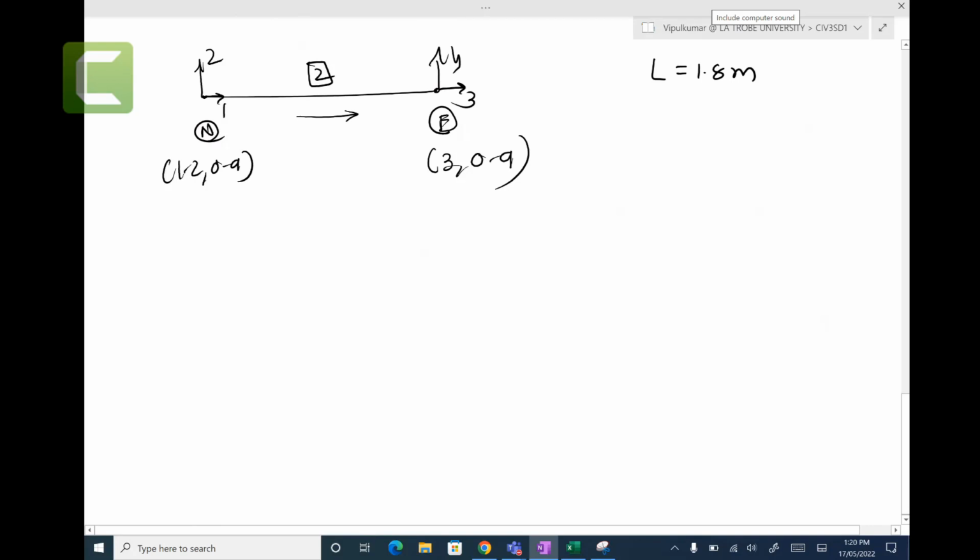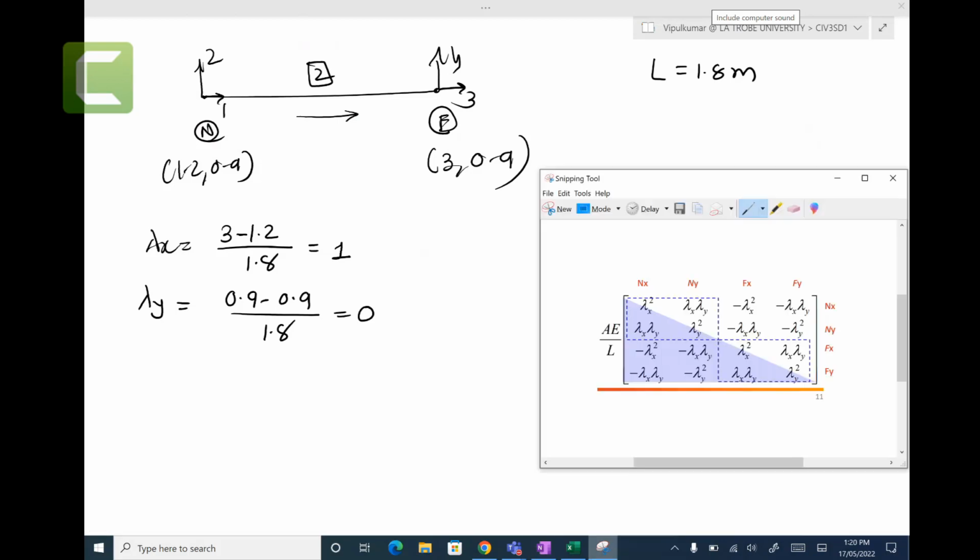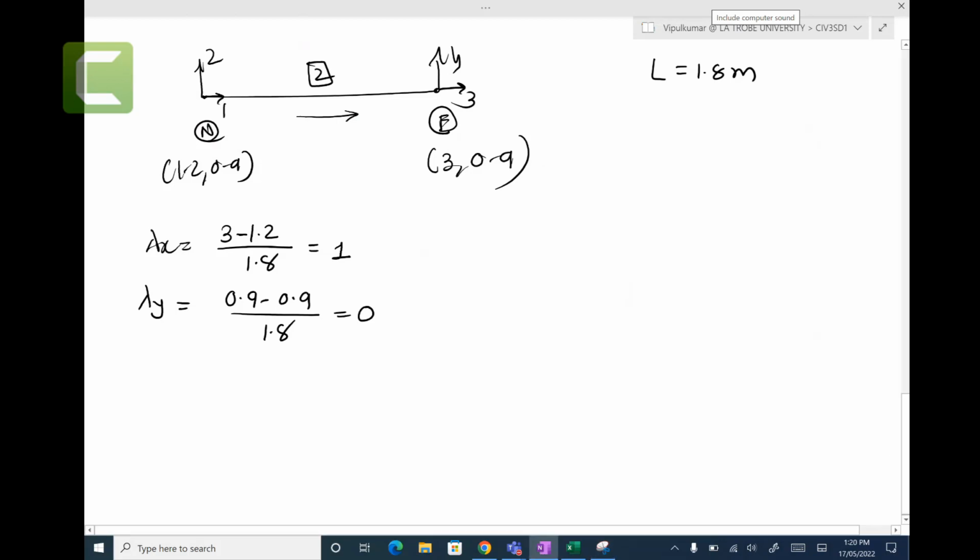Right. So I just rewrote this member 2. Coordinates: near node, far node, number 2, 1, 2, 3, 4. You don't need to draw it every time. You can just use your original figures to calculate those things. Then lambda x is equal to 3 take away 1.2 over length 1.8. It gives me 1. Lambda y is 0.9 take away 0.9 over 1.8, equal to 0. And now let me copy this and paste it here.